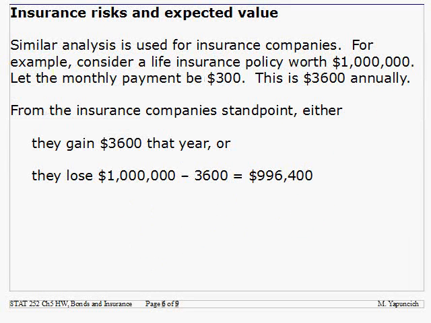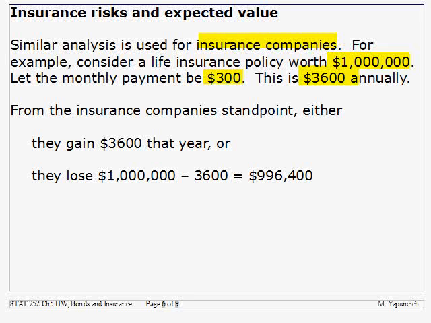Now we're going to look at insurance risks and their expected value. That's in terms of the insurance company. The insurance company is looking at this. That's the standpoint from which we're going to do the problems. So there's a life insurance policy worth $1 million. Let's say the monthly payment is $300, but they're going to pay $3,600 annually for it.